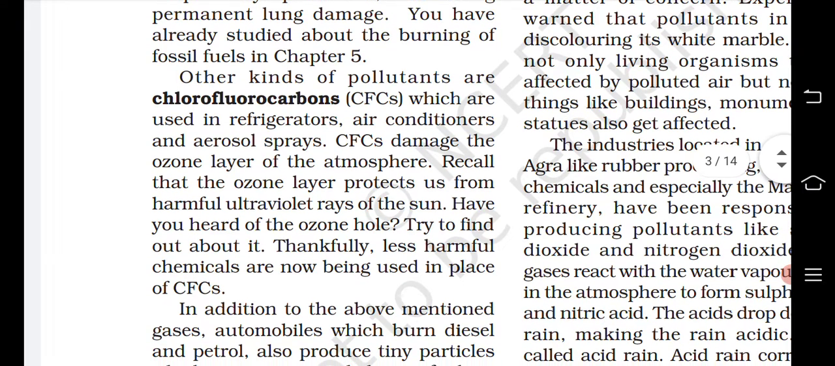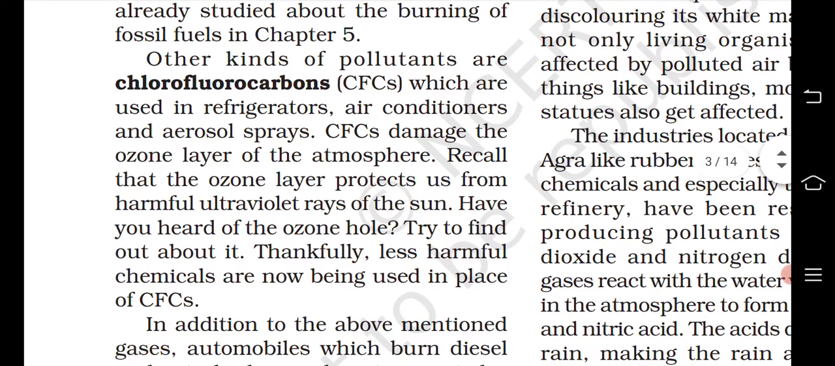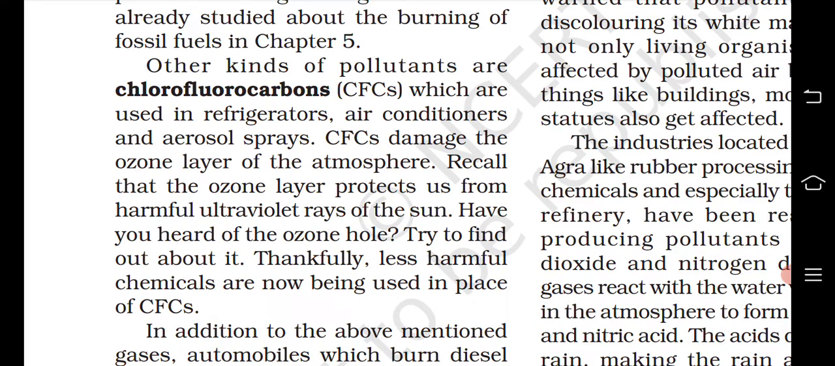CFC. What is the full form of CFC? Chlorofluorocarbon. Okay. The CFC, which are used in refrigerator, air conditioner and aerosol sprays, but now it is banned. This CFC actually emits chlorine radical, which reacts with ozone layer of the atmosphere, and finally when it reacts with ozone, it forms oxygen and it creates a hole that is known as ozone hole.